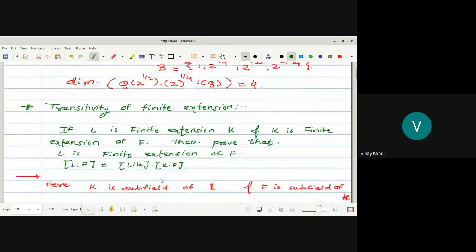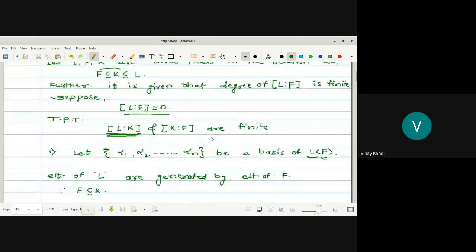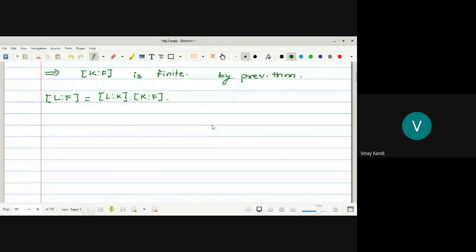If L over K is finite dimensional and K over F is finite dimensional, then L over F is finite dimensional. Hence we can write that the degree of K over F divides the degree of L over F. Any doubt? No, sir.